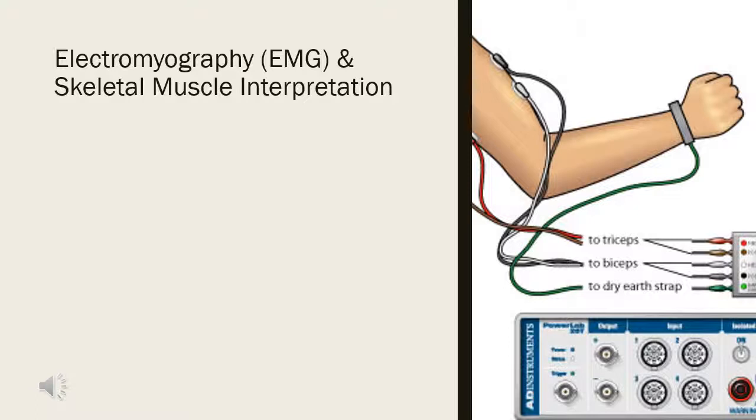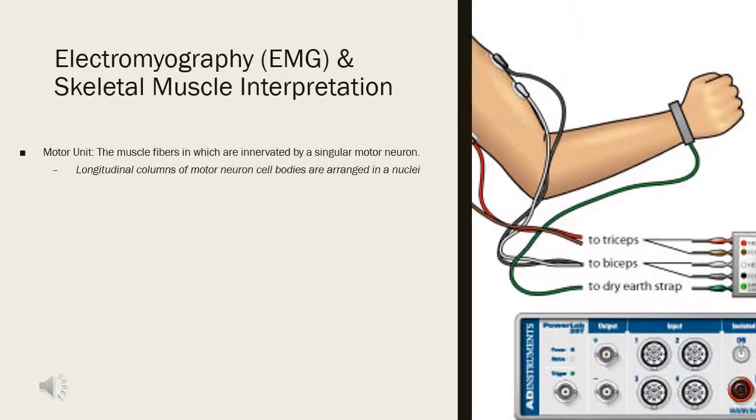To understand the ergogenic effects of caffeine, you would need to understand three different components, and one of these components is the motor unit. The motor unit can be defined as the muscle fibers which are innervated by a singular motor neuron. Longitudinal columns of motor neuron cell bodies are arranged in a nuclei, and innervation by a singular motor neuron is done by a single motor nucleus.